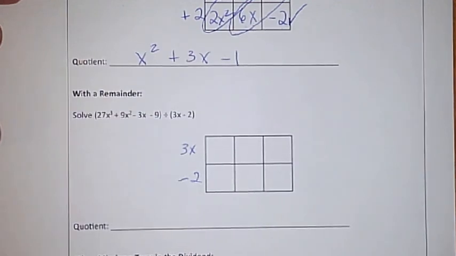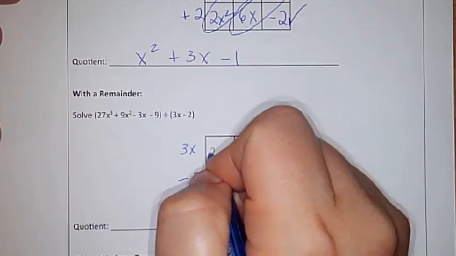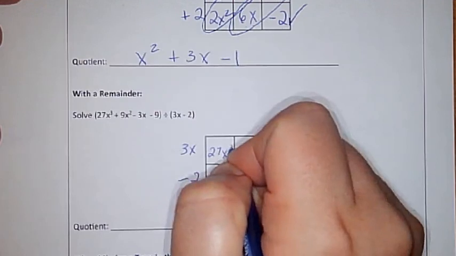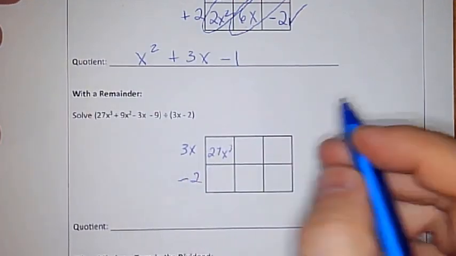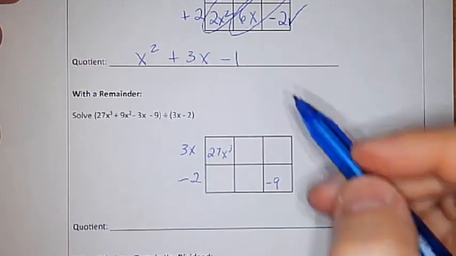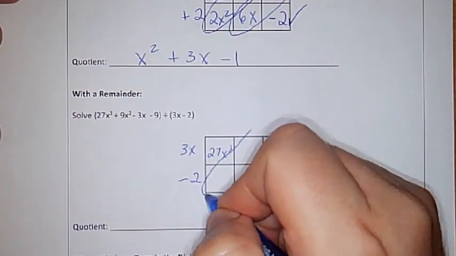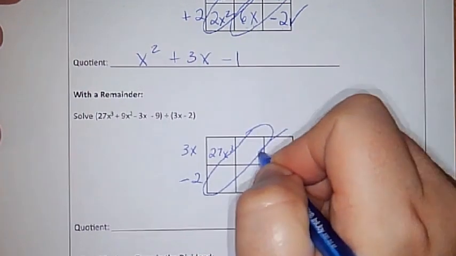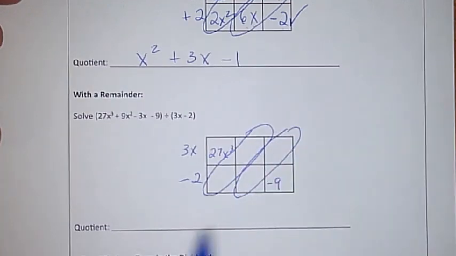I'm going to write my leading term, which is 27x cubed. And I'm going to write my final term, which is negative 9. And I'm going to remember my diagonals, which will add to positive 9x squared and negative 3x.